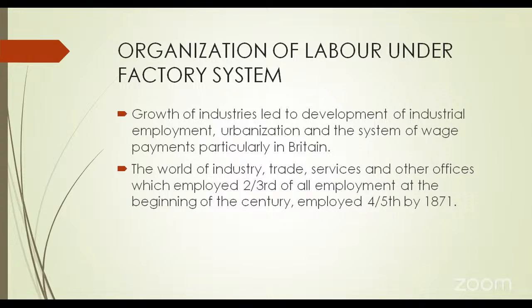And urbanization is a direct result of industrialization. There is a big industry, there is an urban center around it, and so on and so forth. The world of industry, trade, and services, which employed 2/3 of all employment at the beginning of the century, employed 4/5 by 1871. And because machinery had come in, agriculture also changed. Now with the combined harvester, you don't need that number of labor to harvest a field. A combined harvester can do the job in 1 or 2 days at a fraction of the cost.